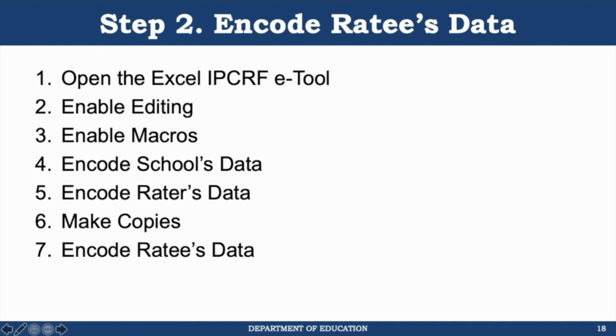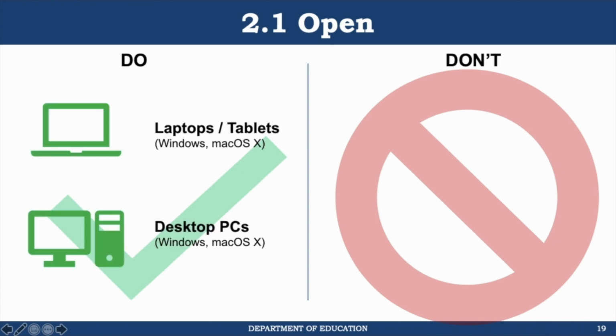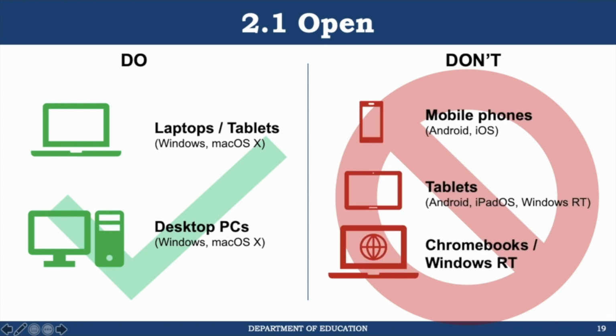To begin, we need to open the Excel file. When opening the eIPCRF electronic tool, here are a few things you need to remember. You must open it on a laptop, tablet, or desktop PC running Windows or Mac OS. You cannot open the tool using any kind of mobile phone, tablets running Android or Windows RT, the iPad or Chromebooks, and other laptops running Windows RT.